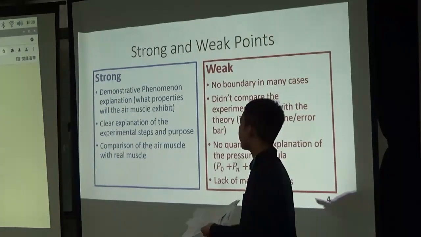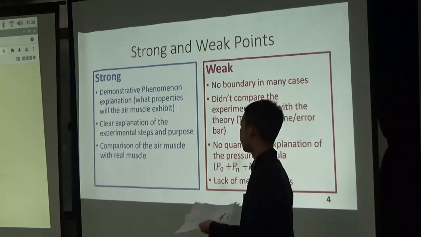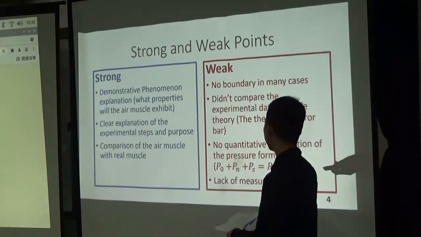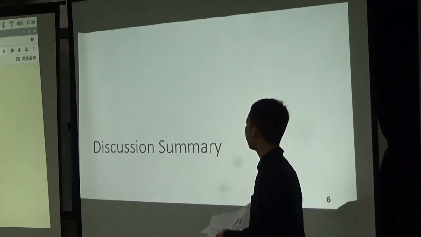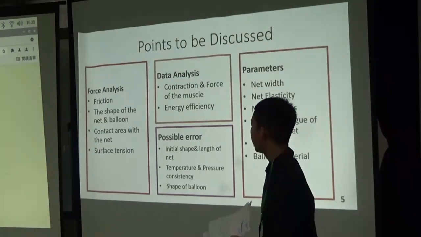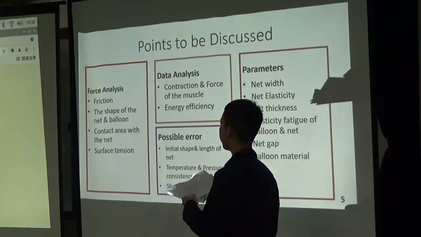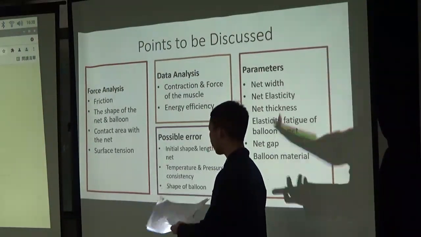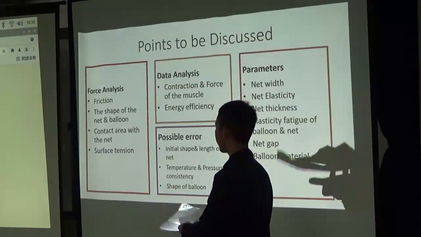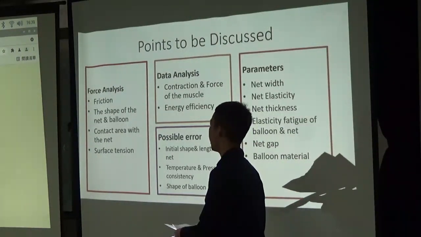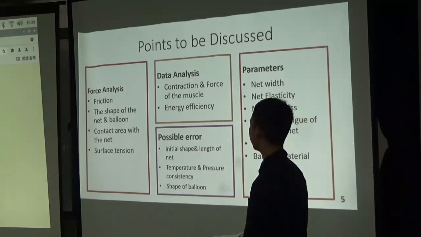However, he had compared the air muscle with a real muscle, which is really realistic. However, he didn't measure a lot of things in the phenomenon. This is the point to be discussed. Today we will focus on the force analysis because we really want to know what force is exerted on this muscle, which is the friction and the surface tension and the contact area for the balloon and the nets. And the shape of the balloon and the nets are also going to be discussed.